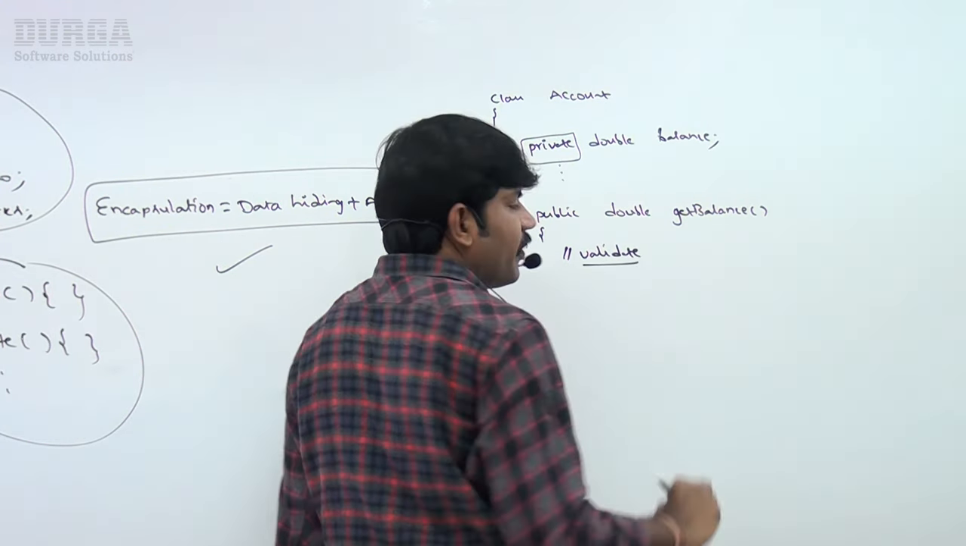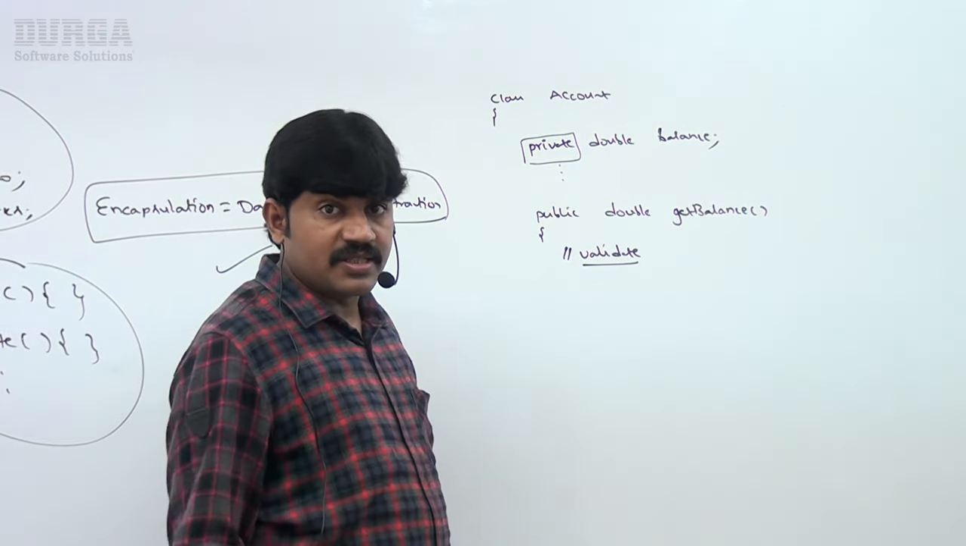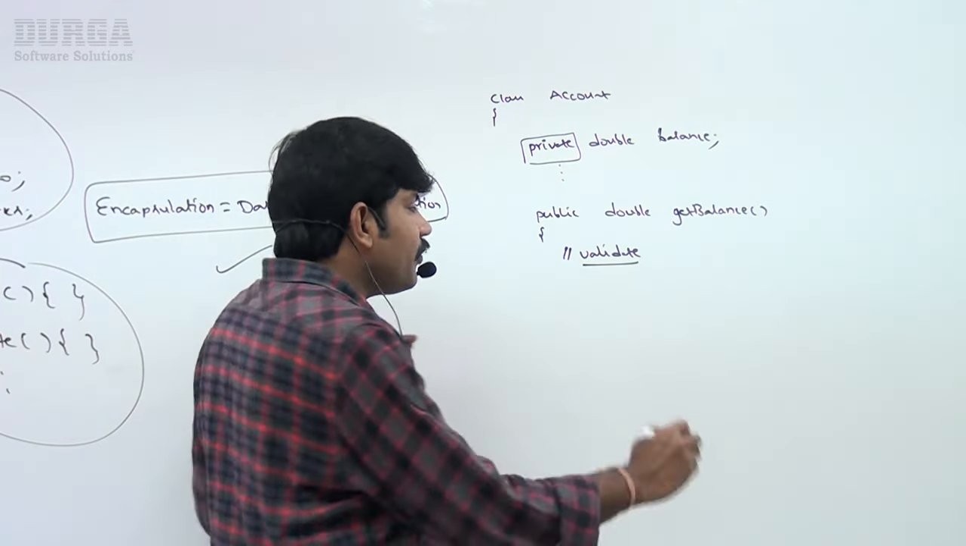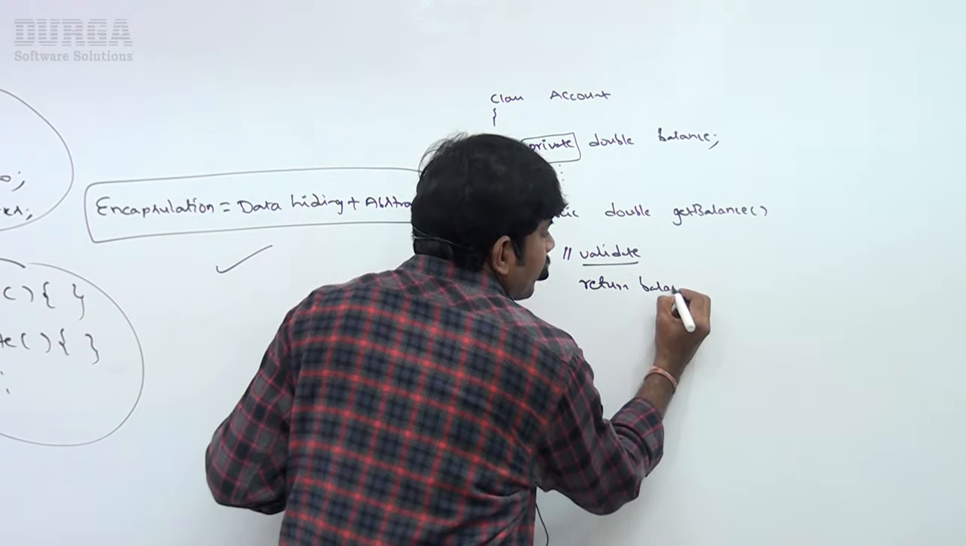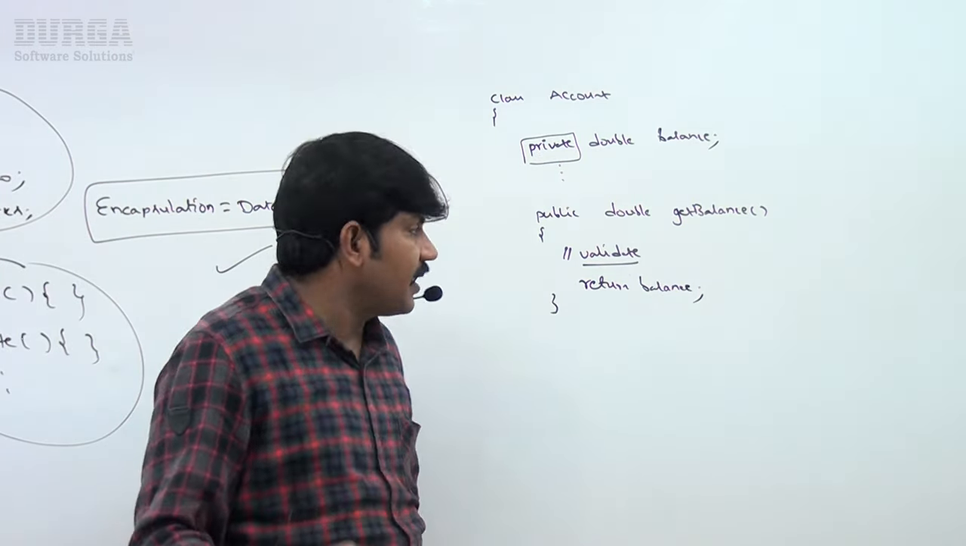Validate, sir, perform the required validations, because whether this person is the correct person or not, ask his username and password and so on. If this person is valid, return the balance, like this, right?